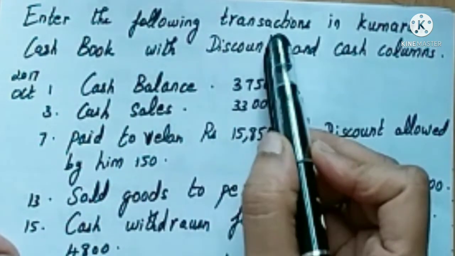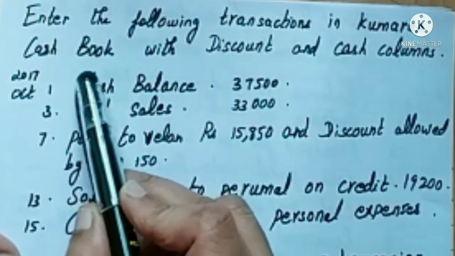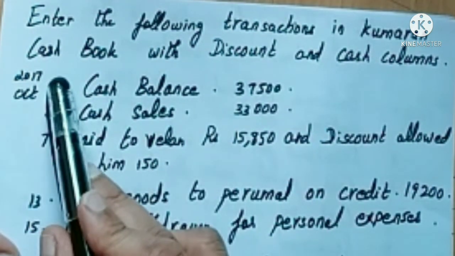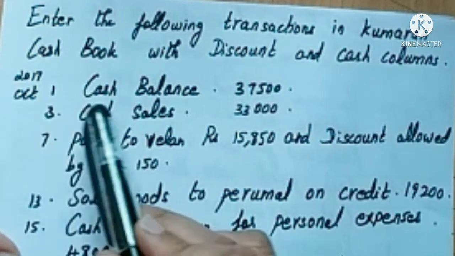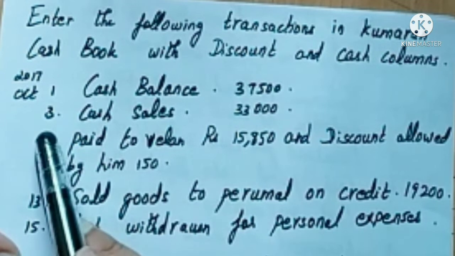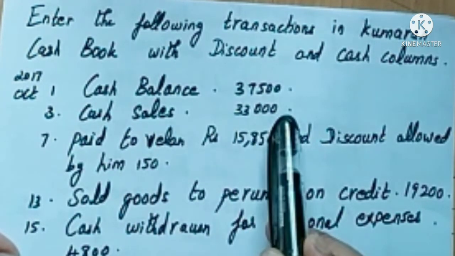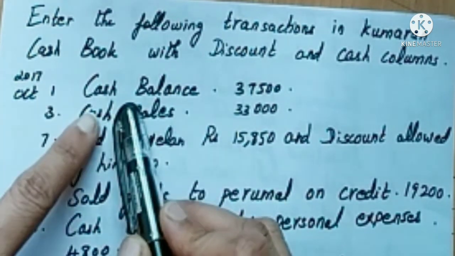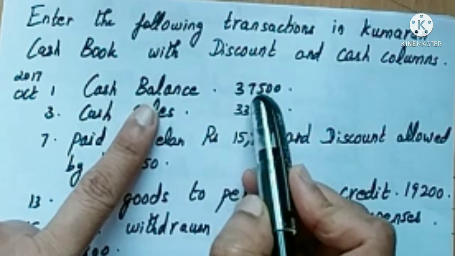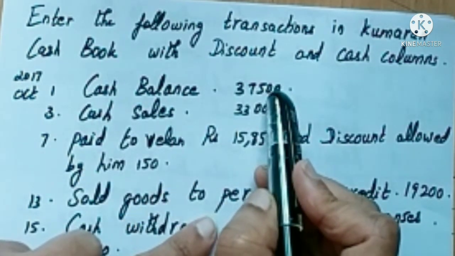Enter the following transactions in Kumaran's cash book with discount and cash columns. 2017 October 1st, cash balance 37,500. October 3rd, cash sales 33,000. Okay, now we have got here opening balance of rupees 37,500. Let's see how to pass this in double columnar cash book.